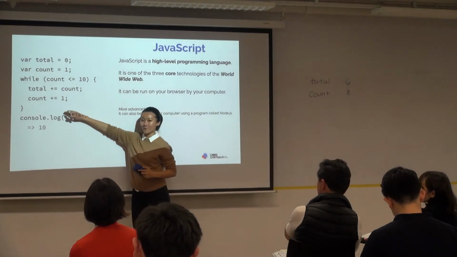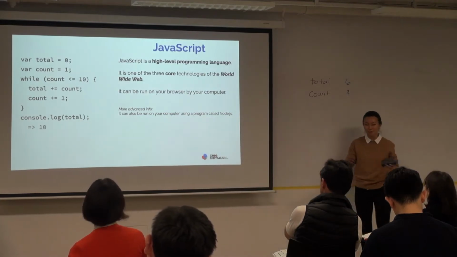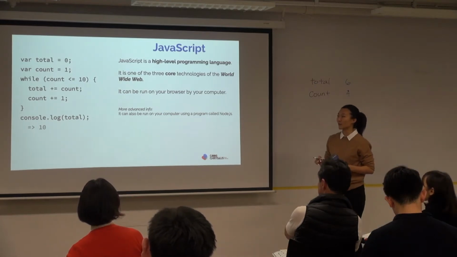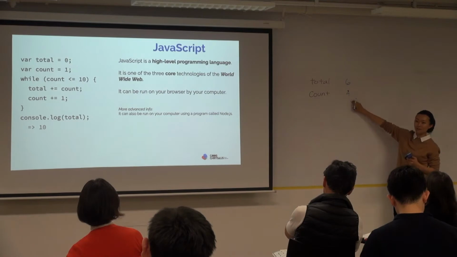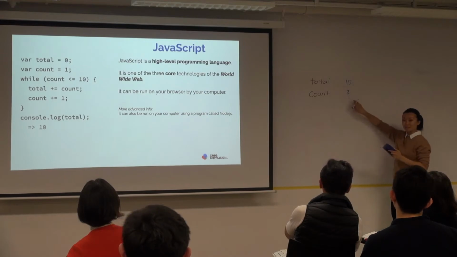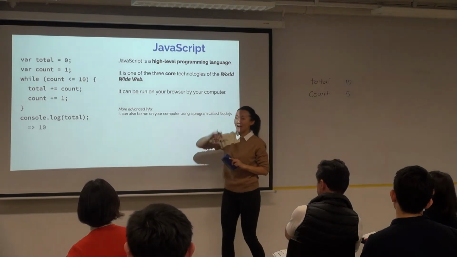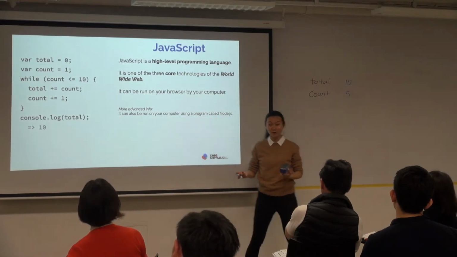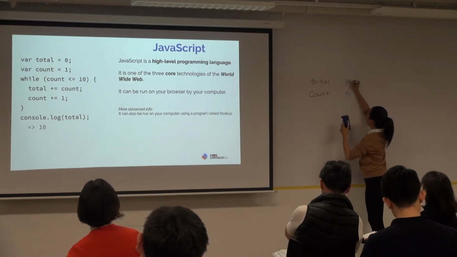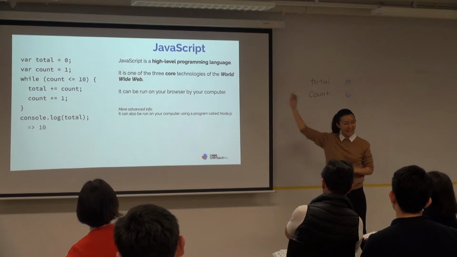We're at the end, so we need to go back up. Count less than or equal to 10, true or false? True, because count is still 4. Total plus equal count. My total is 6, my count is 4. 10. What is count? 5. One more time. Count less than or equal to 10? True. Total plus equal count? 15 now. What is my count? 6.